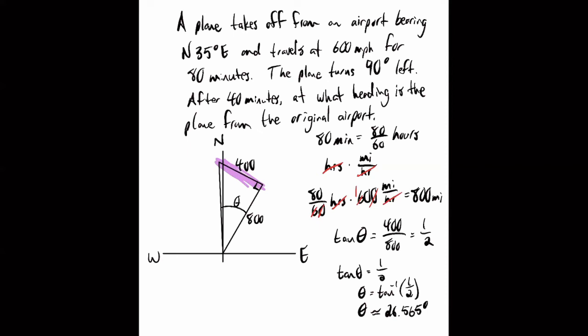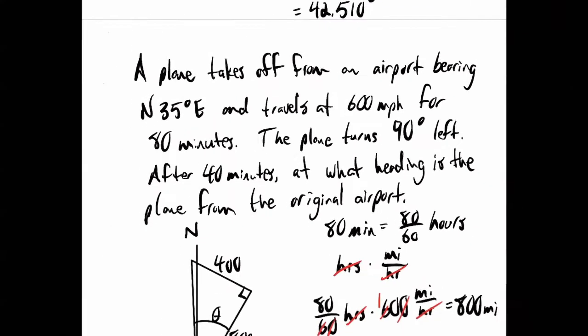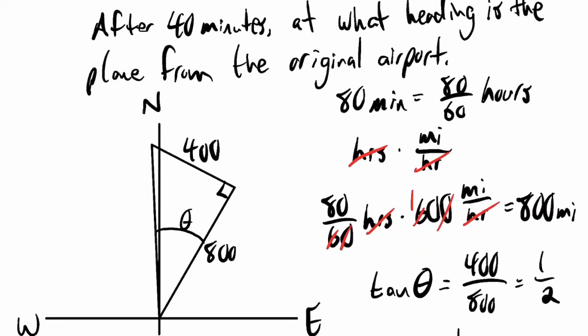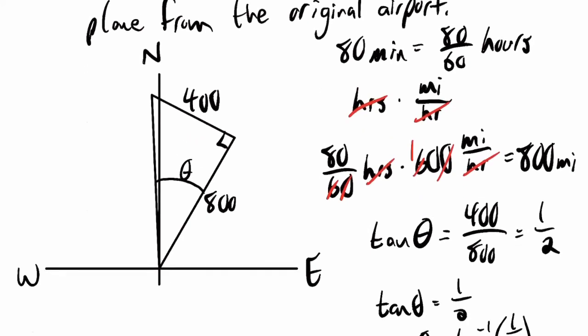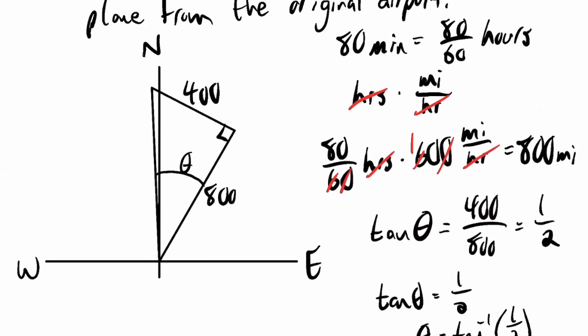Let me clarify why. The only reason I say no is because if it's 35 degrees north 35 degrees east, the theta should be higher than 35. But since it's lower, it's not drawn right. Exactly. If this is correct, then theta should be more than 35. That's precisely right. So let's fix the drawing. Get rid of that. It should be more like that.